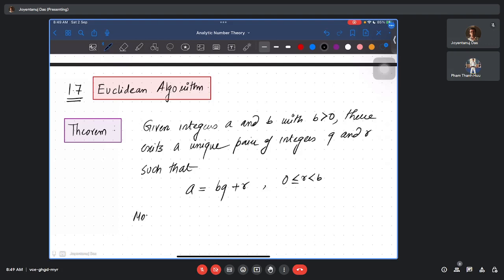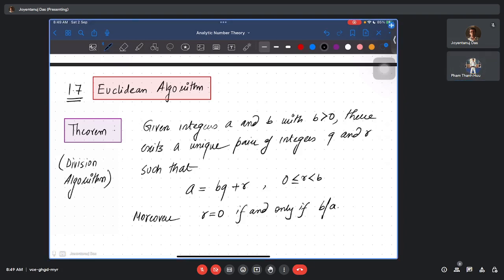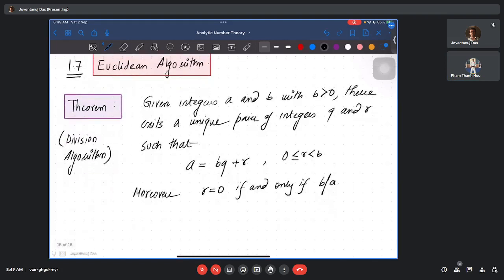And moreover, r is 0 if and only if b divides a. So this is the division algorithm. Okay, so let us see the proof.